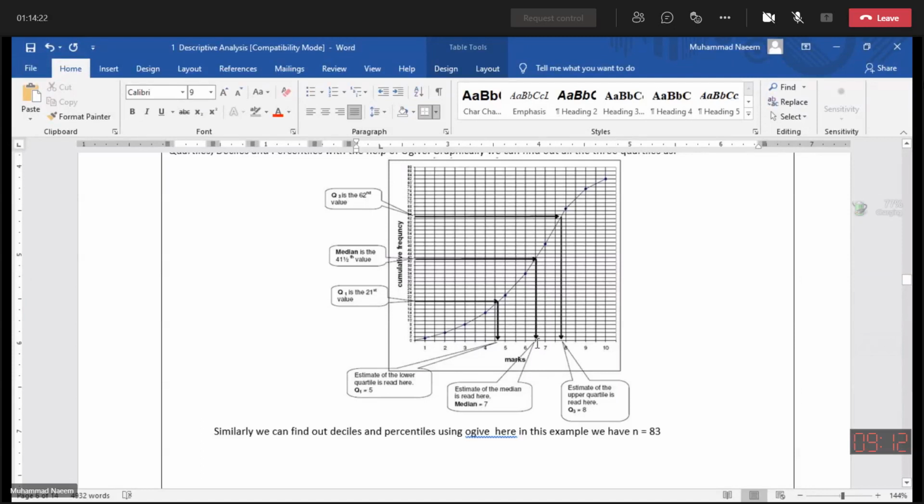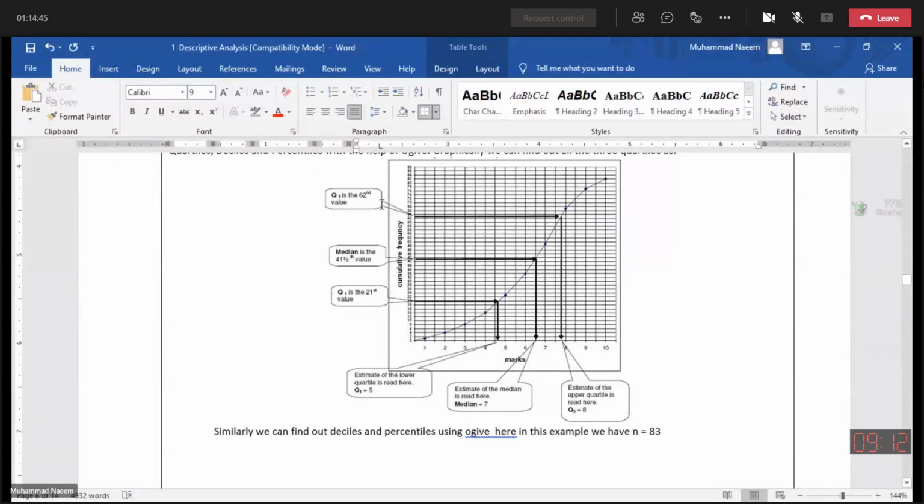For Q1, calculate n by 4. Let's say here we have n by 4. Draw a parallel line to the x-axis until it touches the curve, then drop a perpendicular on the x-axis. This value on the x-axis will be Q1.